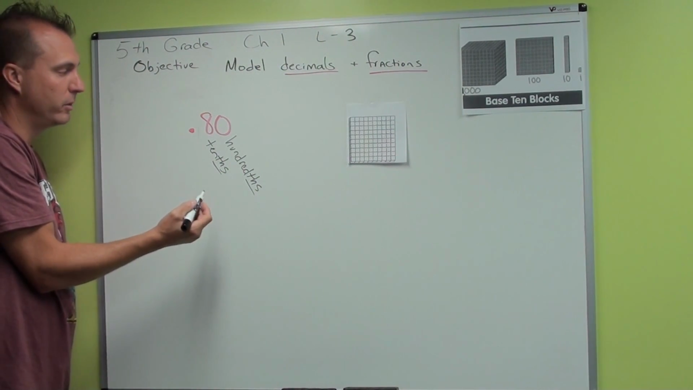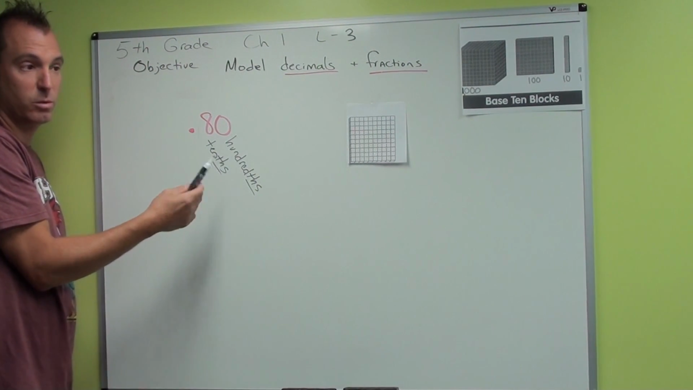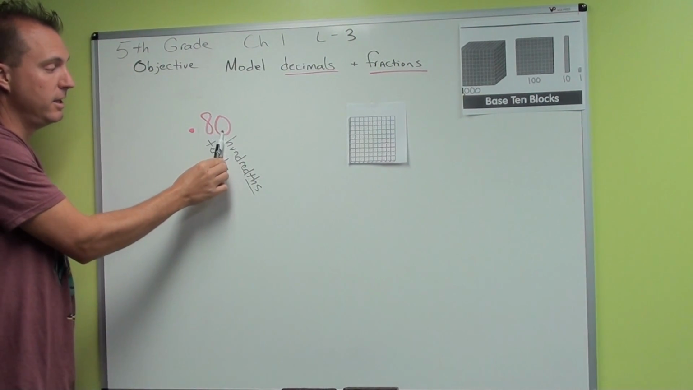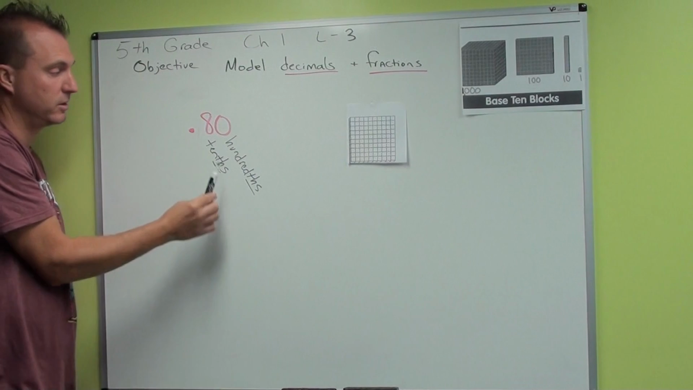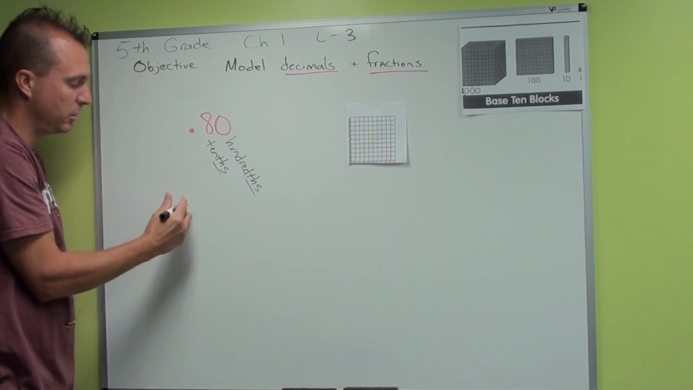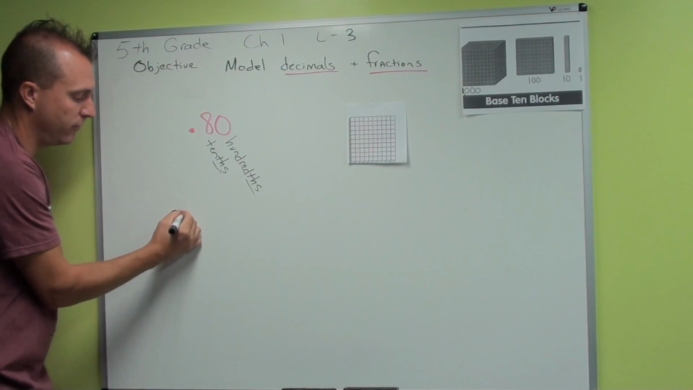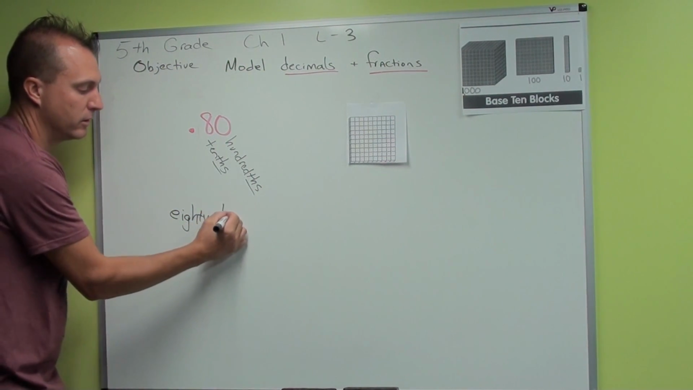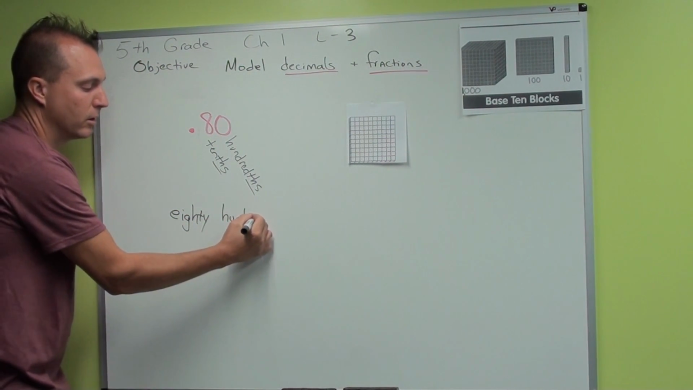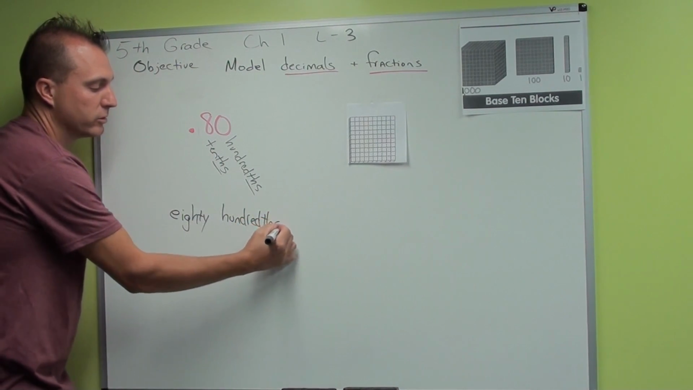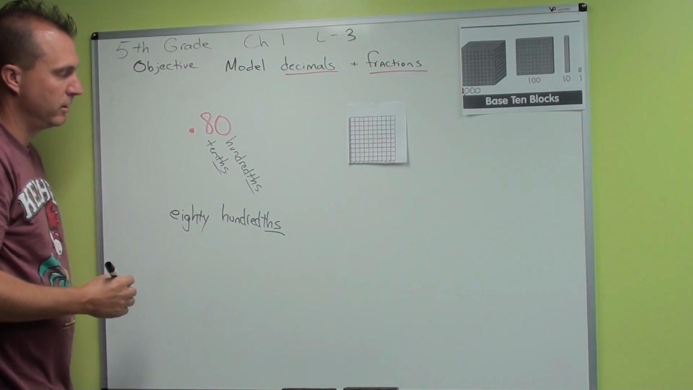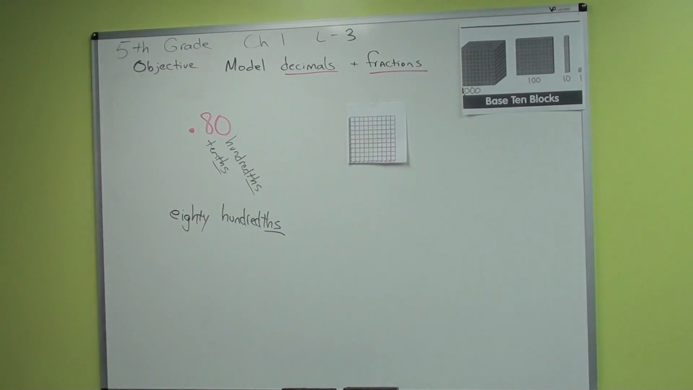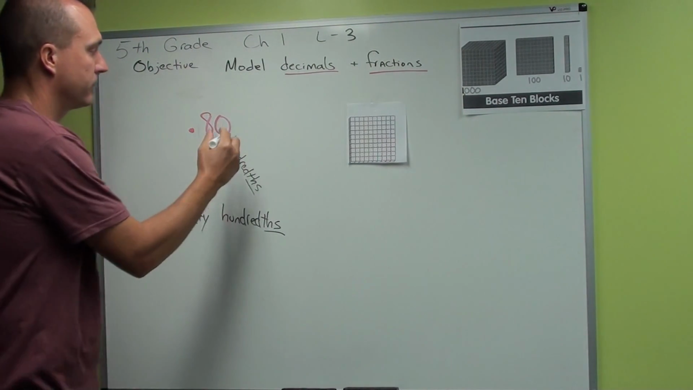Now we have to be able to read it. You read just like we normally read any other number, just forget about the decimal. 80 hundredths. So we would write, if we did word form, 80 hundredths. Don't forget the THS at the end. Okay, now let's convert it to a fraction.